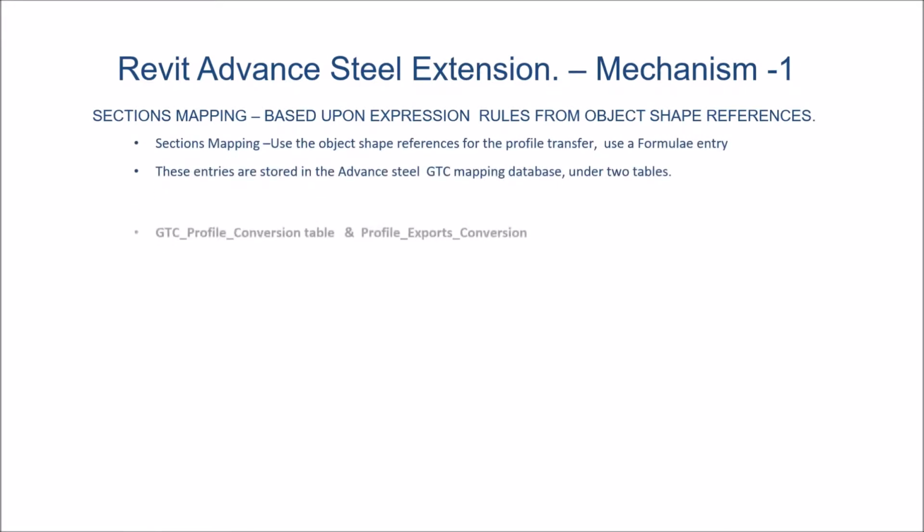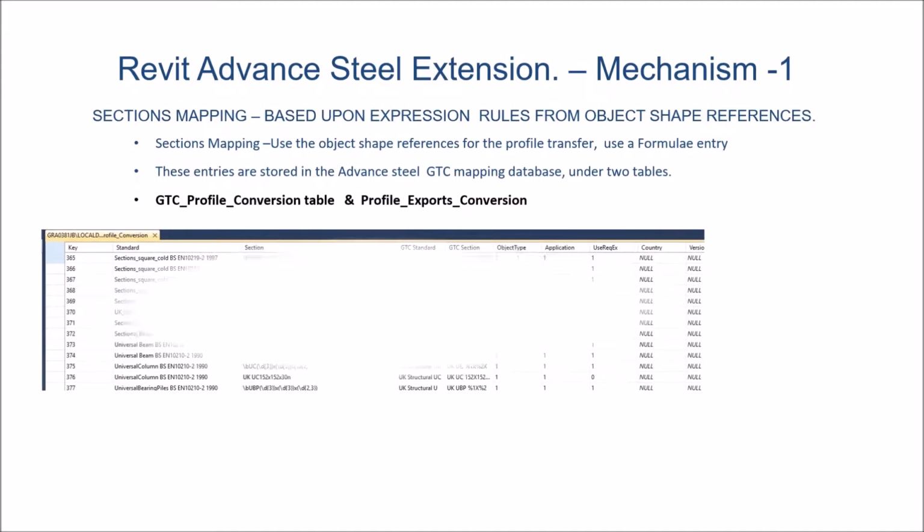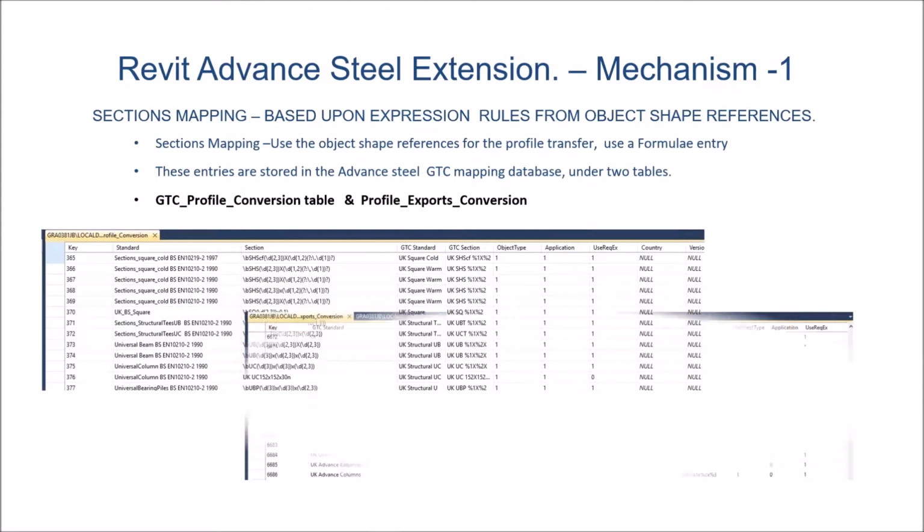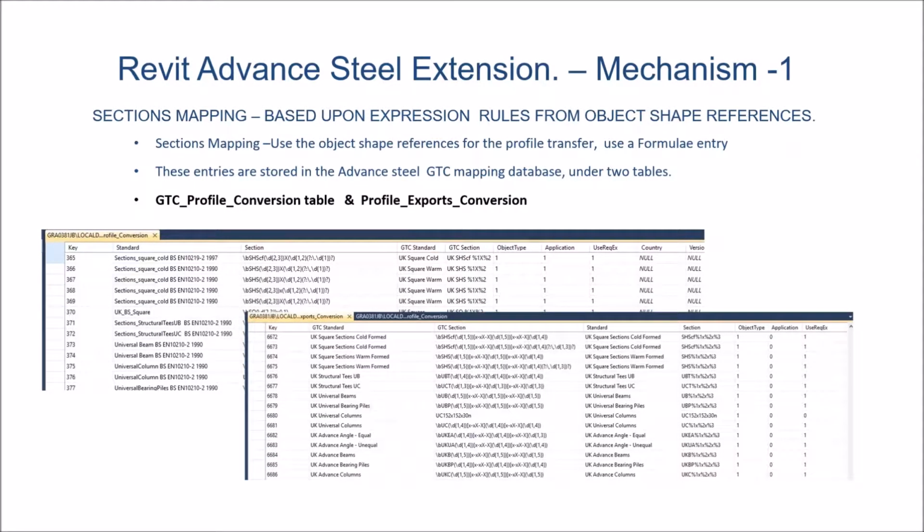So I've called this mechanism 1, and this was the original mechanism as I understood it. At the time, it was based upon a couple of database tables inside that. They were called the GTC tables because it was originally a Graitec product. It was then purchased by Autodesk, and they have taken that forward and moved on with it. Originally, it was a formula that was used in the background. It was quite complex to use. It did work very well. It did require you to read a document and understand a document to do it.